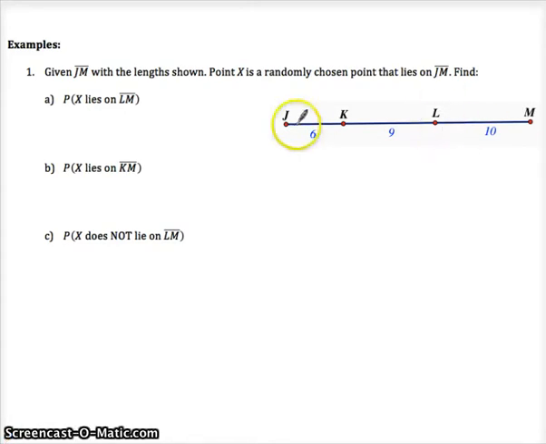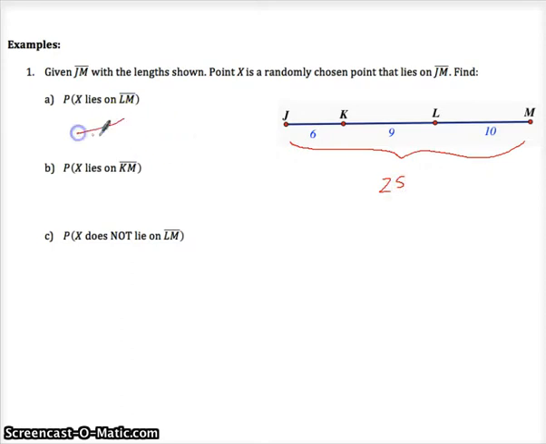All right, so here are some actual problems. Given segment JM with these lengths, if we randomly pick some point X on here, what's the probability that it's going to land in certain zones? Point X is a randomly chosen point that lies on JM. Well, what's the length of JM? This is the sample space. It has a length of 25.